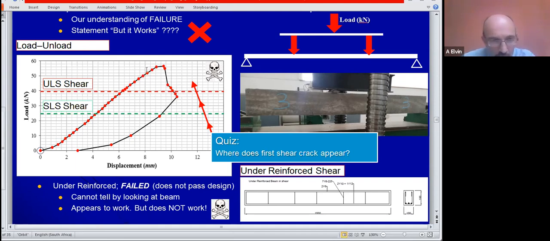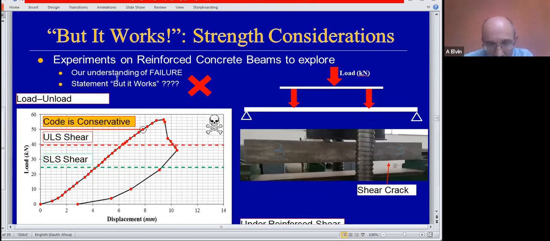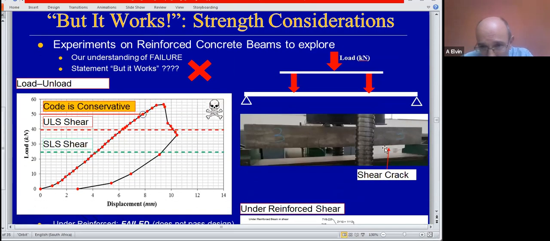So where does the first shear crack appear here? Does it appear here, here, or here? Let me show you where it first appears. The first crack that actually appeared was a shear crack that appeared here. Can you see? That's where the photograph was taken. It appeared well above our ultimate limit state shear requirement from the code.